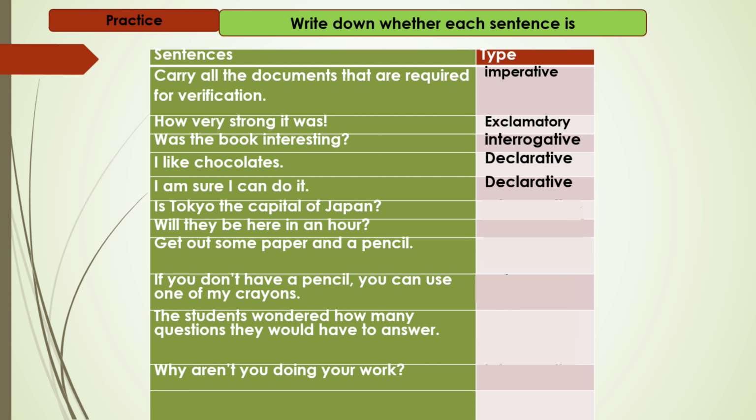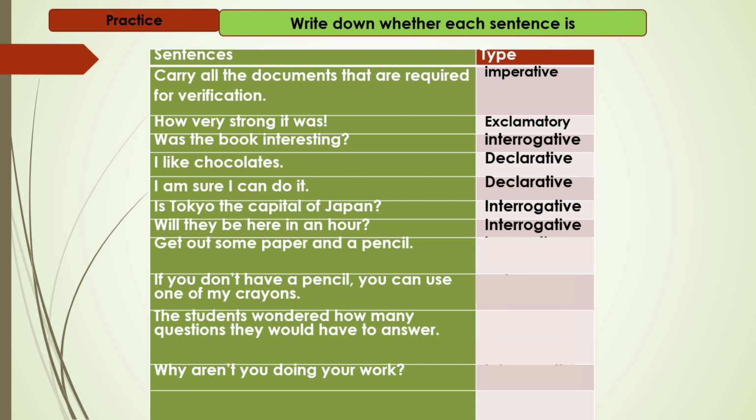The next one, is Tokyo the capital of Japan? Here, as you can see, the sentence ends with a question mark. So, it is an interrogative sentence. Will they be here in an hour? This sentence is an interrogative sentence.